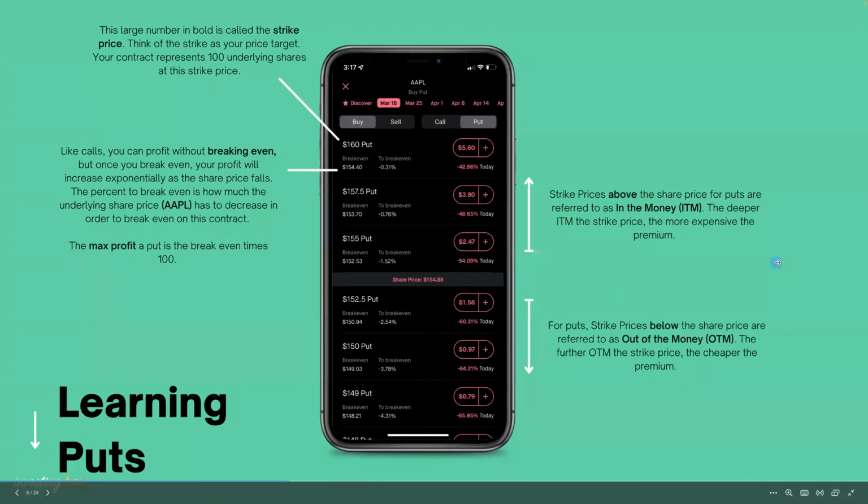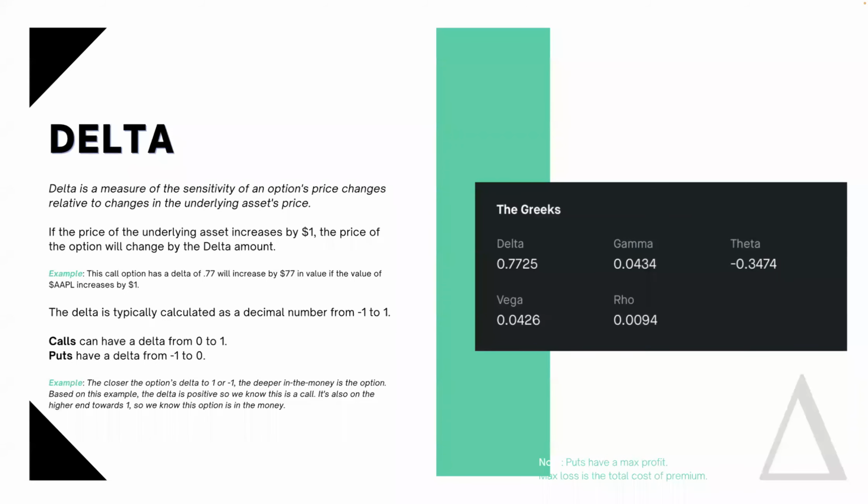All right, so the first one is delta. Delta is like your dollar amount. This is all pertaining to the premium on your options. If the underlying asset increases by $1, this delta amount gets added onto your premium. This is a screenshot from Apple. Here it's 77 cents, but this is times 100, so this is $77 added to your premium if the underlying stock increases by $1.